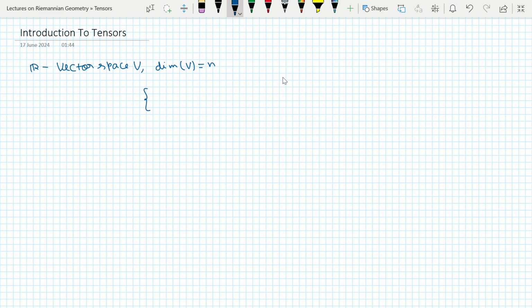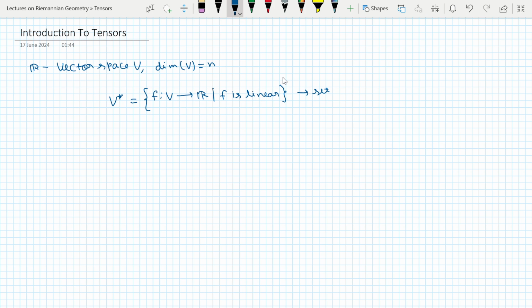The set of all the functions f defined over the vector space V and going to the set of real numbers R, such that, what is the property of these functions, such that this function f is linear. Okay, now this set is denoted by V star.